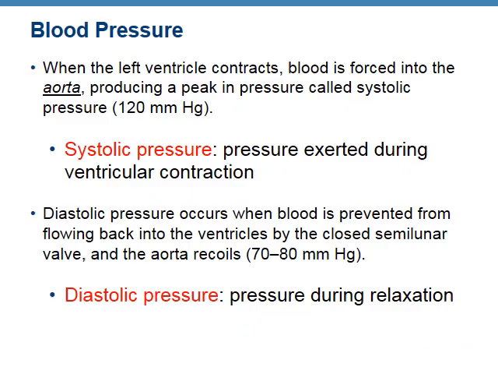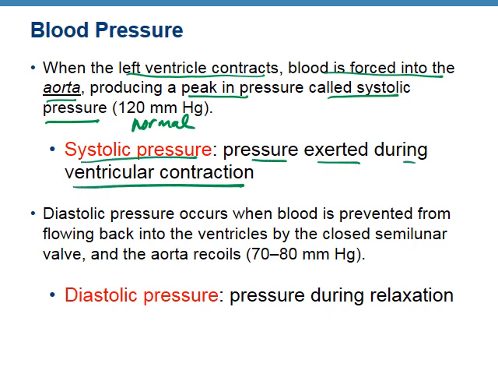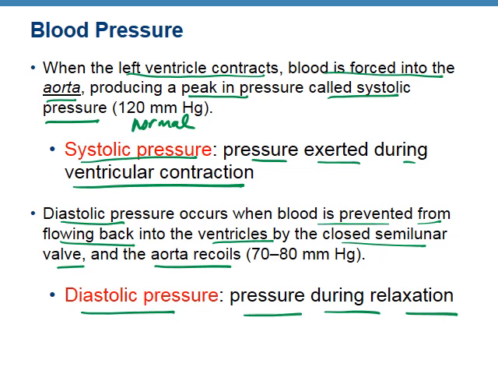So really just putting into words what we said: when the left ventricle contracts, the blood is forced into the aorta, and we have our peak pressure called our systolic pressure. This is the normal. Systolic pressure is the pressure exerted during ventricle contraction. Diastolic pressure is the pressure during relaxation, when the blood is prevented from flowing back into the ventricles, we have the closed semilunar valves, and the aorta recoils. Normal is about 80. It can vary.